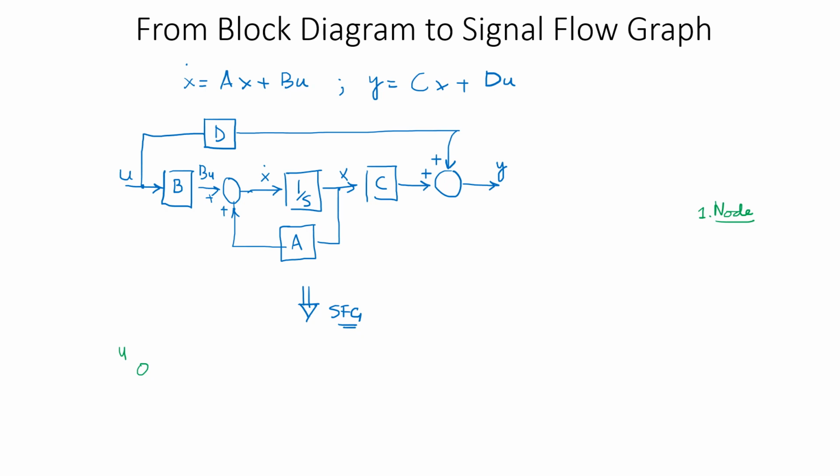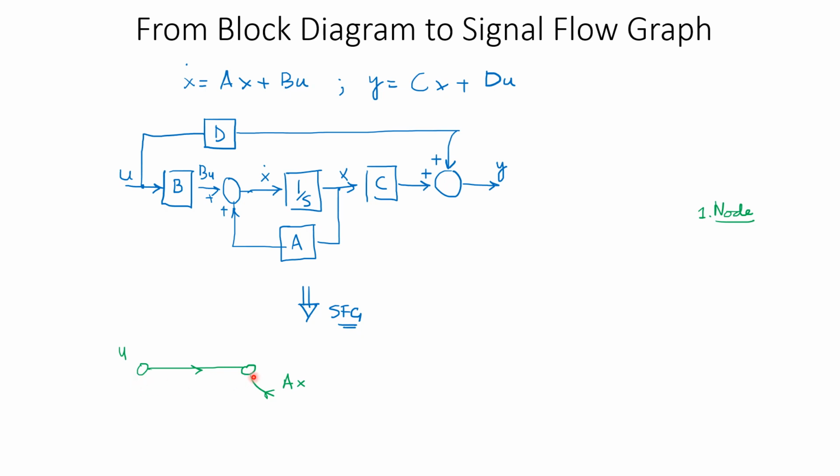Now the other thing that I can see is that there is another node somewhere over here which gets something from this side, which is multiplied with matrix A, and then this X generated somewhere in the subsequent part of the signal flow graph. So what I'm going to do now, I'm going to connect U with this node, and in between I'm going to think about what is going to be the gain from U all the way to this node.